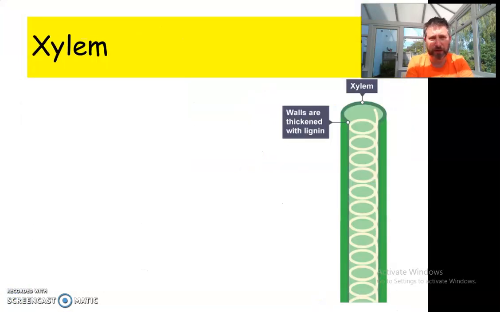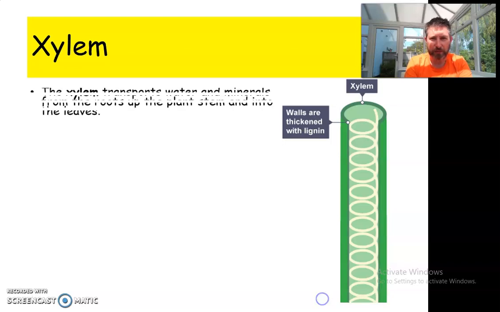So let's look at the next stage of this. So you've then got the xylem. Now the xylem is very well adapted to its function because the xylem transports water. I remember that because W is next to X in the alphabet. Not a great way of remembering it, but as I said last time, I'm a chemist.